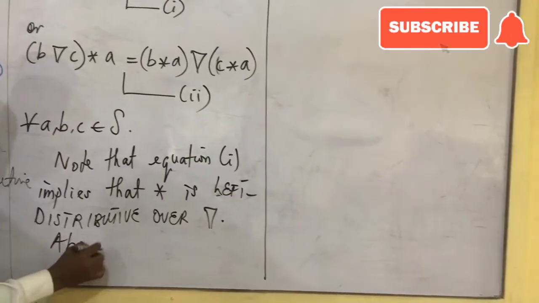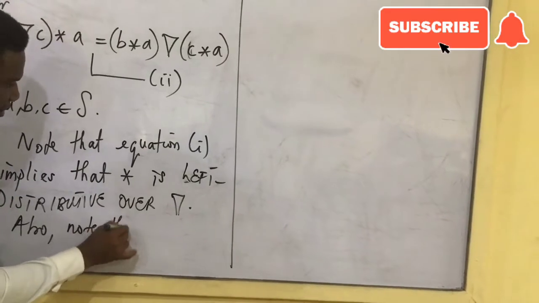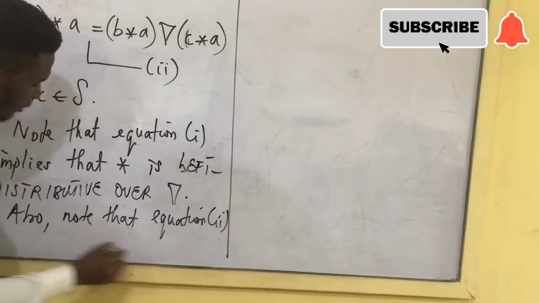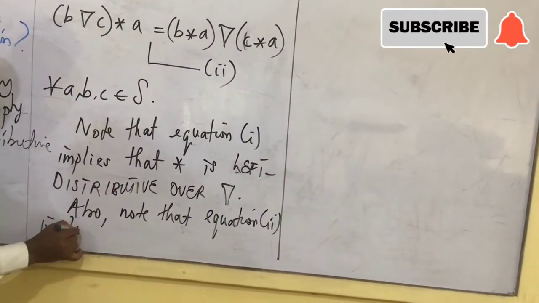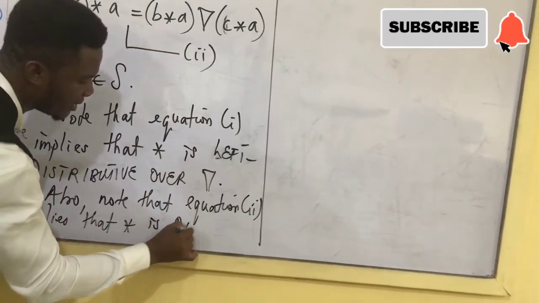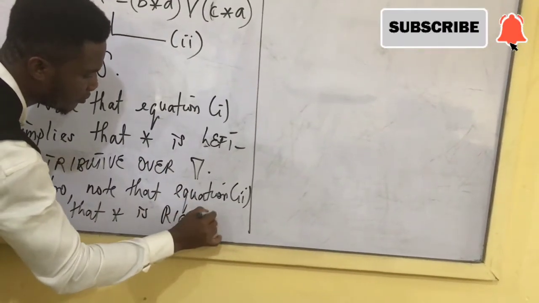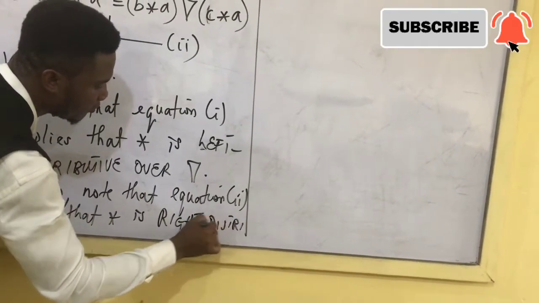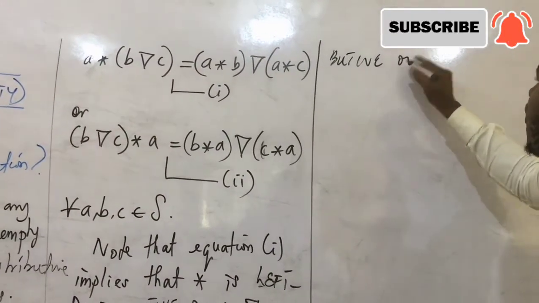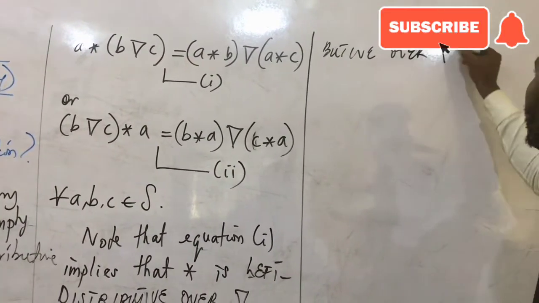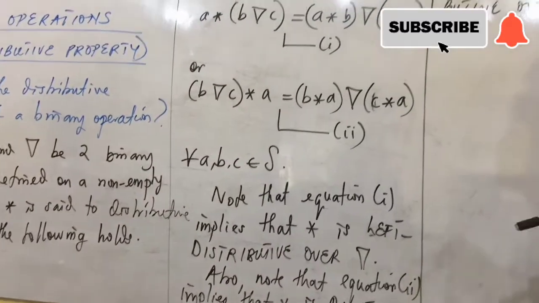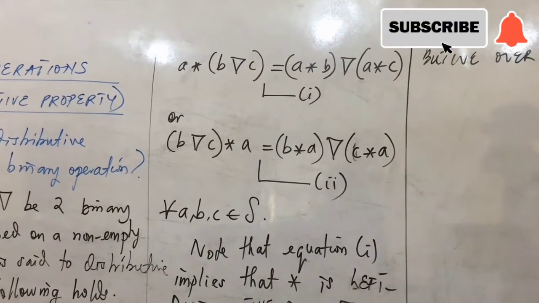Also, note that equation 2 implies that asterisk is right distributive over nabla. Now you will notice that equation 1 and equation 2 both describe asterisk being distributive over nabla.